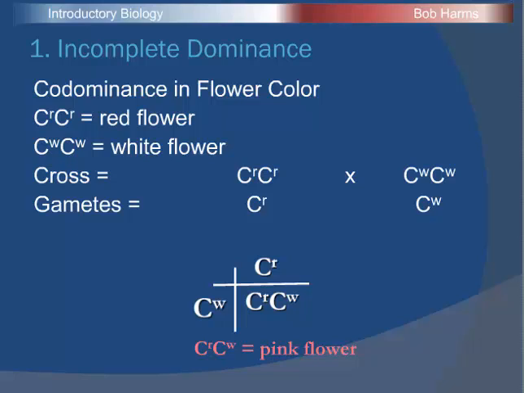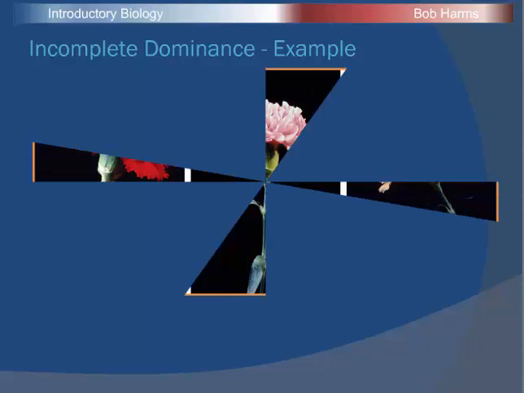And so in the case of something like a carnation, if we cross a red and a white carnation together, all the offspring are going to be pink. And here we can see carnations.